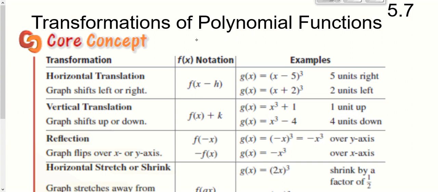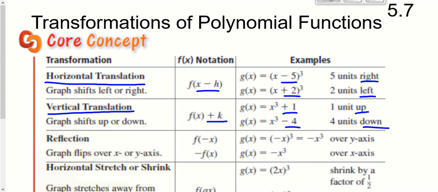So transformations of polynomial functions, remember, if you have a horizontal translation, it will show up as f of x minus h inside the parentheses. A minus will be to the right. A plus will be to the left. Your vertical translation will be f of x and then plus k on the end. Plus moves up, minus moves down.